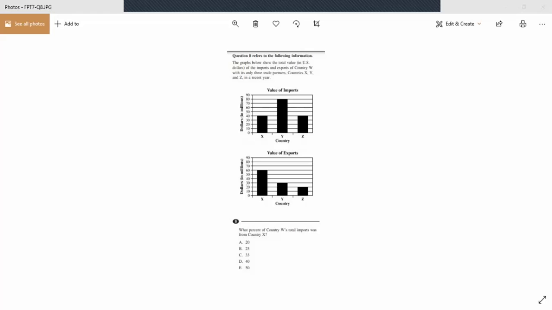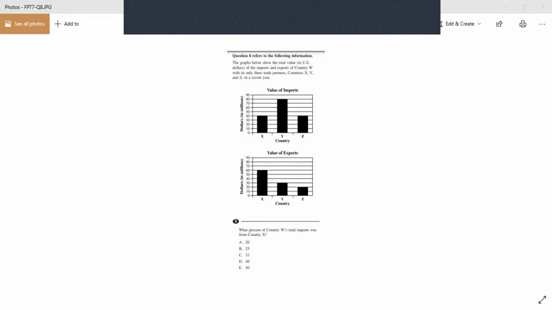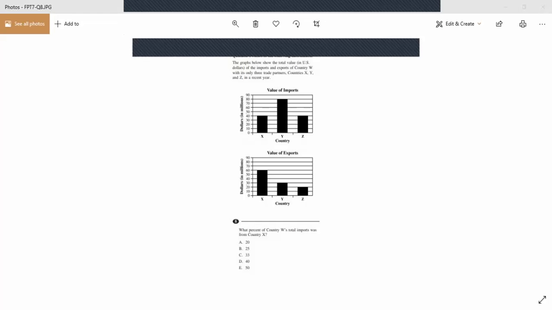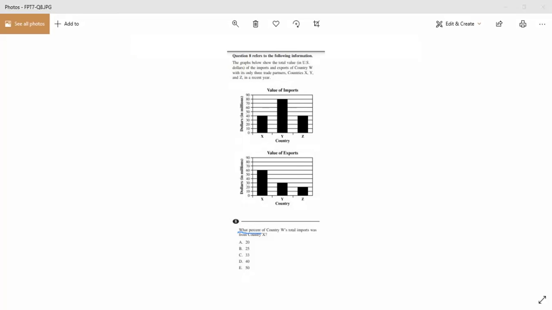All right, so now let's look at our question. The question reads, what percent of country W's total imports was from country X? It's important to note here that they're asking us what percent. Anytime they're asking you about a percentage, it's good to remember that we have 3 different ways of thinking about parts of a whole: fraction, decimal, percent. And you've probably learned somewhere along the way that you can relate fractions, decimals, and percents.